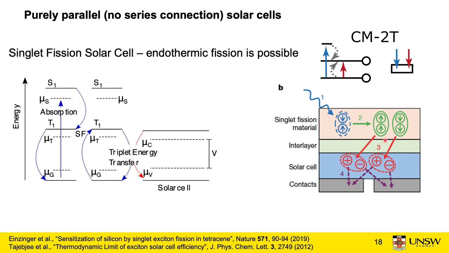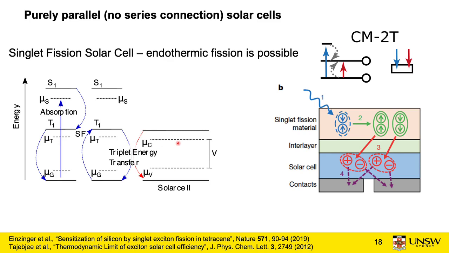The carrier multiplication cell with two thresholds can also be realized with molecular systems. The principle of singlet fission is the exact reverse of triplet-triplet annihilation. One singlet creates two triplets, and there is evidence that it is possible to inject those directly into a solar cell. To ensure that the triplets are injected into the cell and not carriers from the cell injected as triplets into the molecules, the triplets have to have a higher free energy than the carriers in the solar cell.